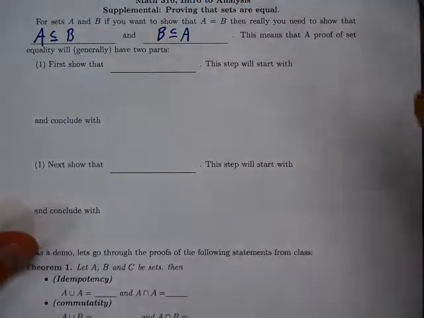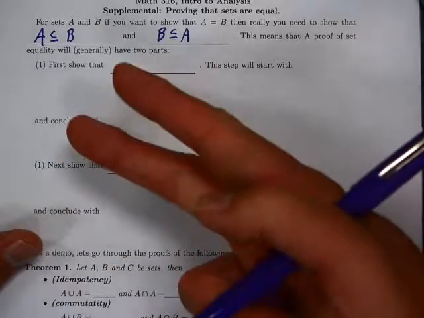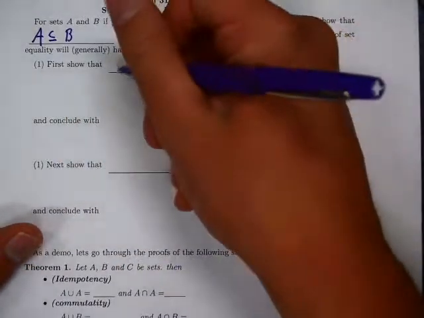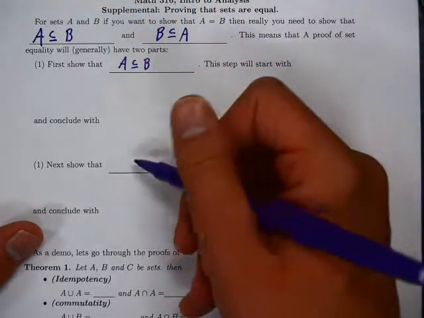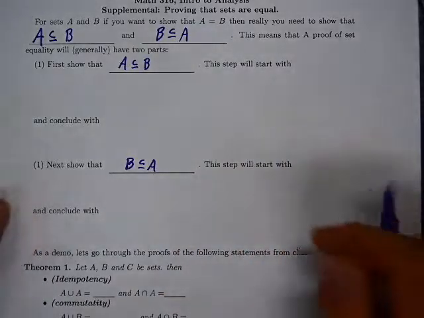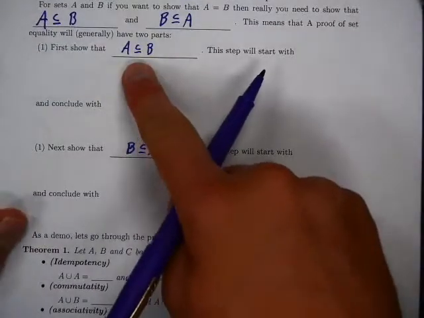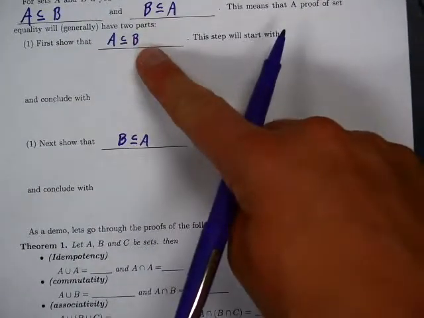So that means that quite nearly every proof of set equality will have two parts. First, you'll have to show that A is a subset of B, and second, you'll have to show that B is a subset of A. And how do you show that A is a subset of B? Well, what does this mean? That means everything in A has to be in B.